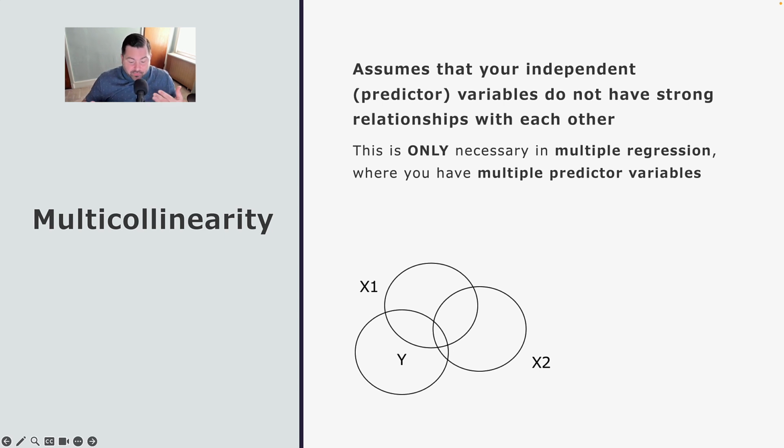And so when we have multiple regression where there's more than one predictor at play, we have to worry about, is the relationship between X1 and X2 strong? And because it's strong, it influences the degree to which X1 can predict Y and X2 can predict Y. This is not generally a problem in bivariate regression where you only have one predictor and one criterion.